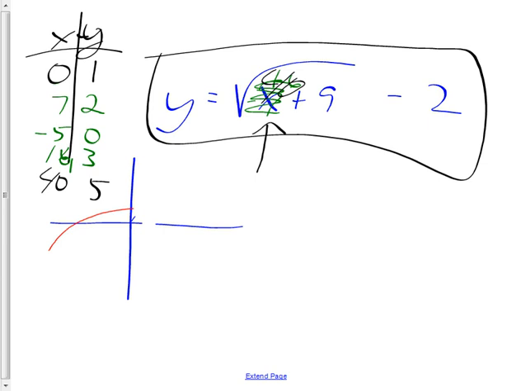Okay, another one would be -8. You get what would happen if we put -8 in there? -8 plus 9 would be 1. Square root of 1 is 1. 1 minus 2 would be -1. -8 goes with -1. Okay, and when you graph those, you get your equation.